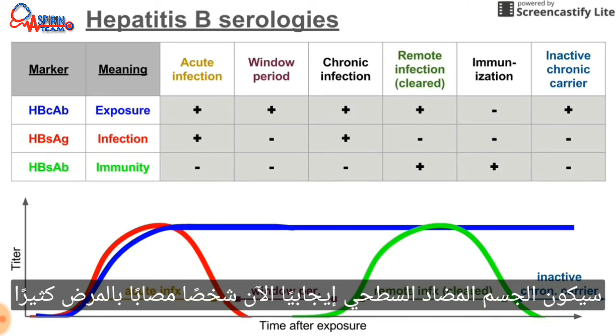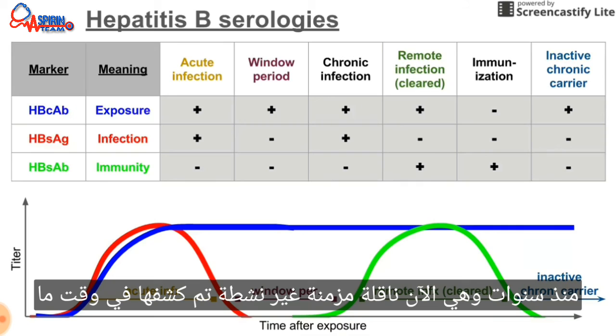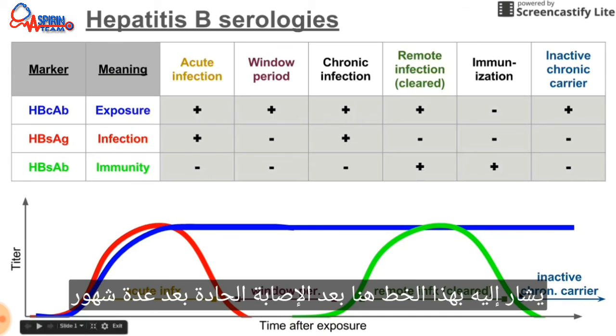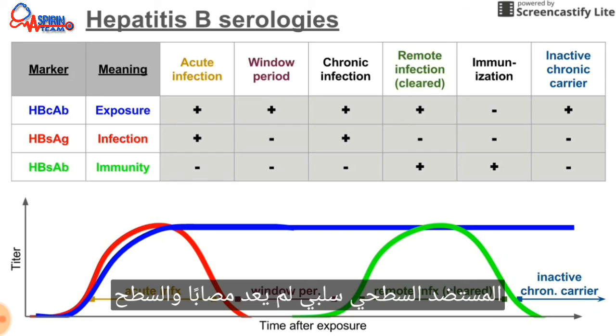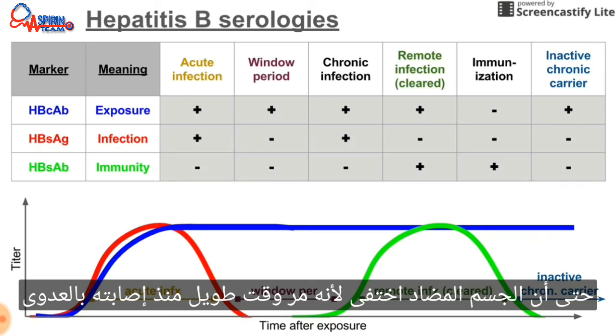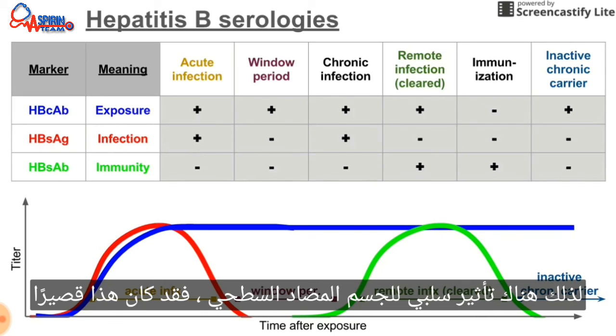Now, somebody who's had the disease many years ago and is now an inactive chronic carrier was at one point exposed. That's indicated by this line here. After an acute infection, many months after the virus has cleared. So they were exposed. The core antibody is positive. The surface antigen is negative. They are no longer infected. And the surface antibody even went away because it's been so long since they've been infected. So there's a negative for the surface antibody as well.